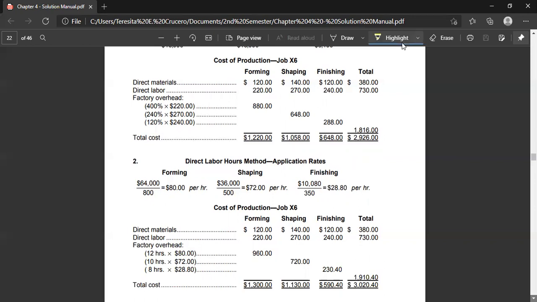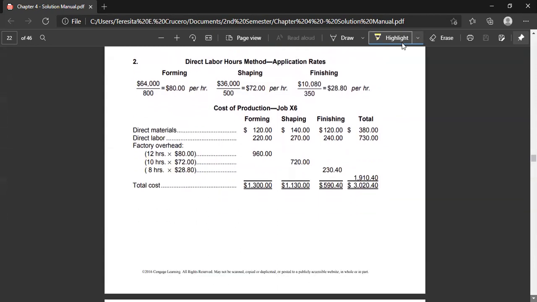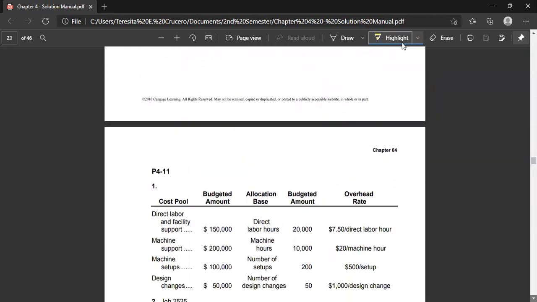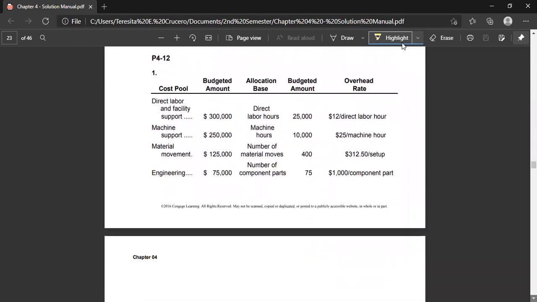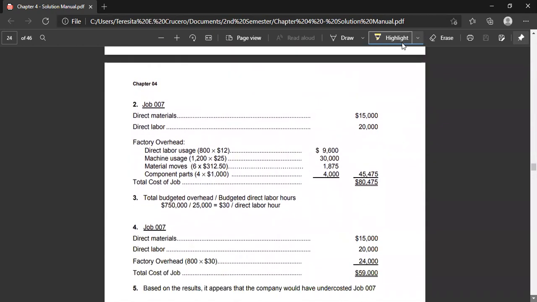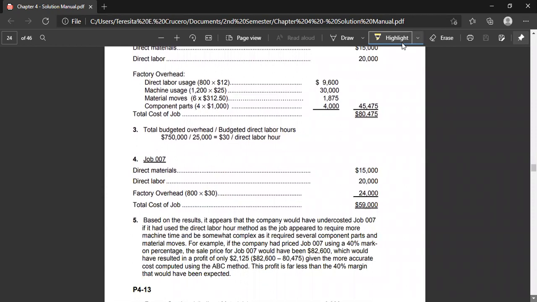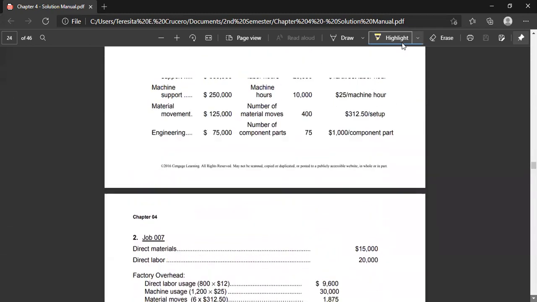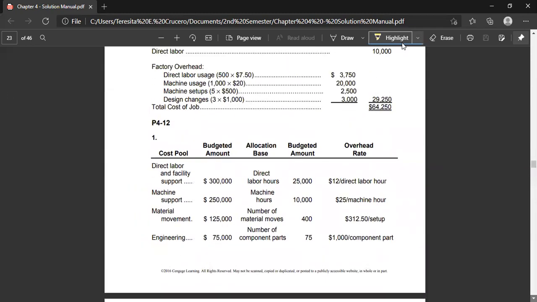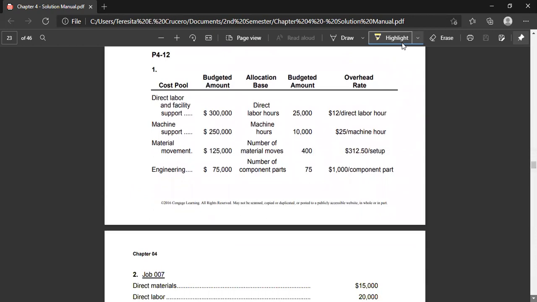Next, we go to the problem 12. We still have problems 12, 13, and 14. Okay, we go to problem 12, determining job cost using activity-based costing or ABC. Again, we have five requirements in problem 12, but remember that we are focusing on activity-based costing.